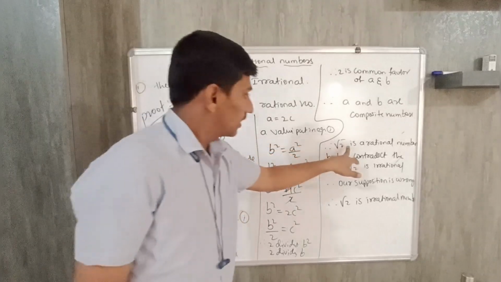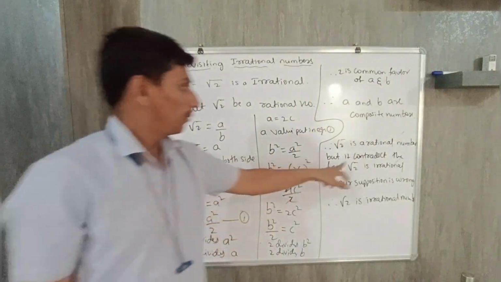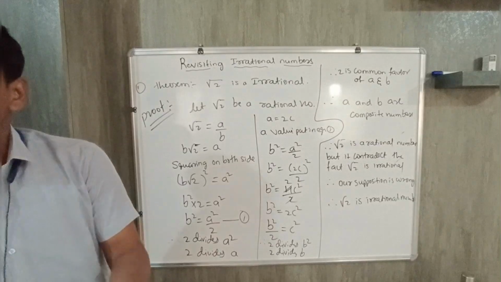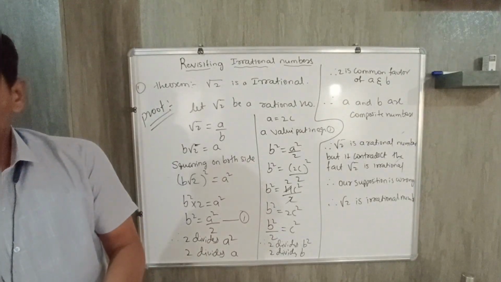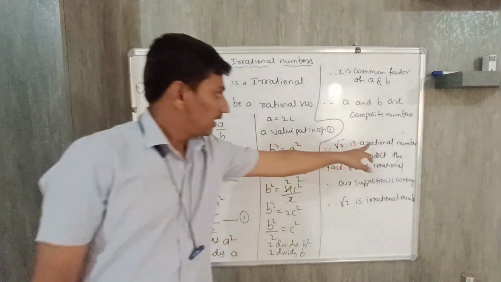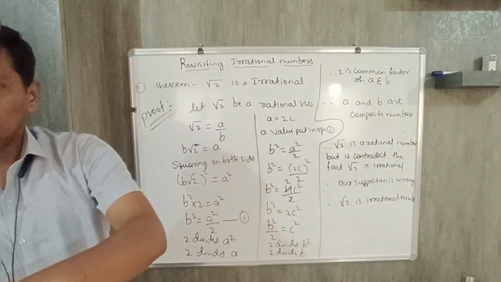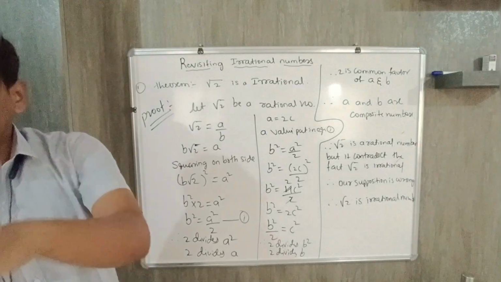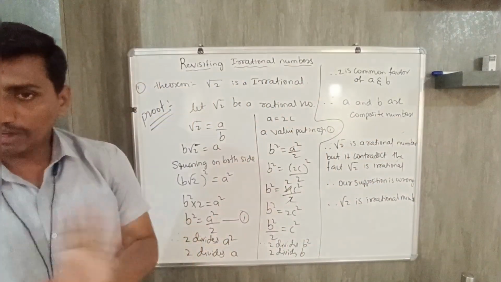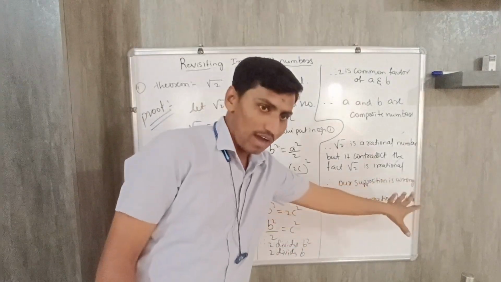You have to already prove root 2 is a rational number. But it contradicts the fact that root 2 is a rational number. Contradict means opposite of the real fact. Rational's opposite is irrational, so it is rational, but it contradicts, meaning the opposite, that is irrational number. The real fact is root 2 is irrational, not rational. Therefore our supposition is wrong.